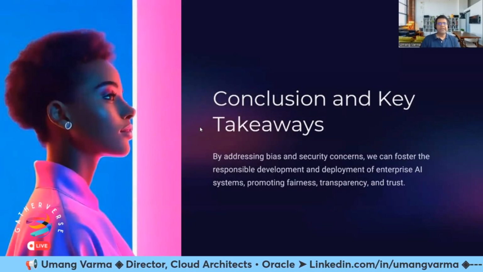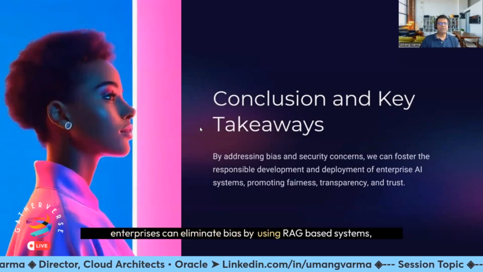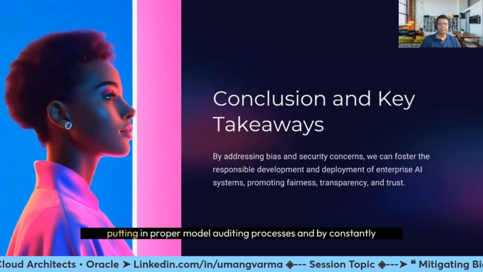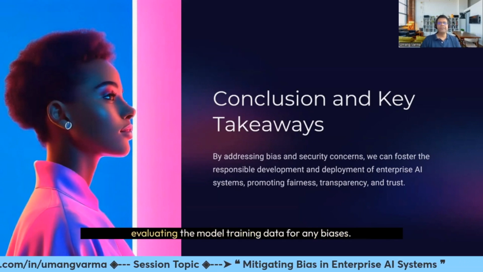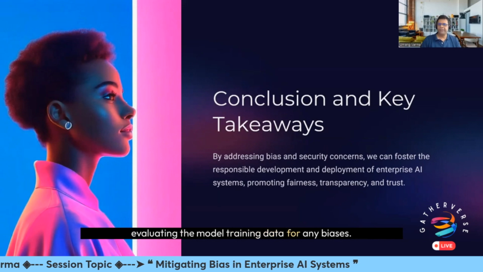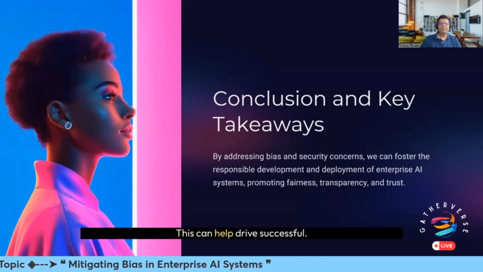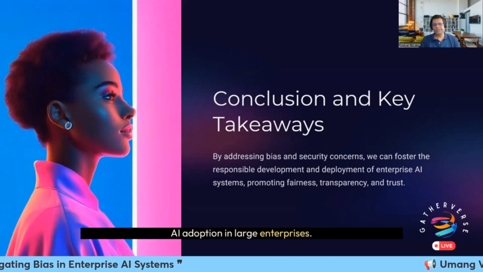So in conclusion, enterprises can eliminate bias by using RAG-based systems, putting in proper model auditing processes, and by constantly evaluating the model training data for any biases. This can help drive successful AI adoption in large enterprises.